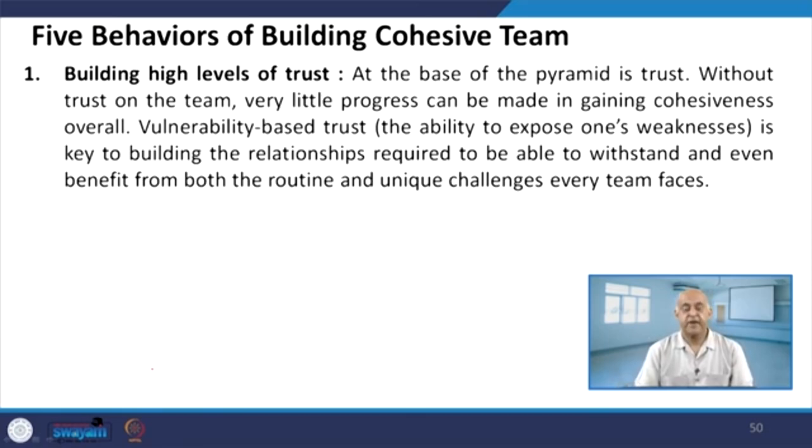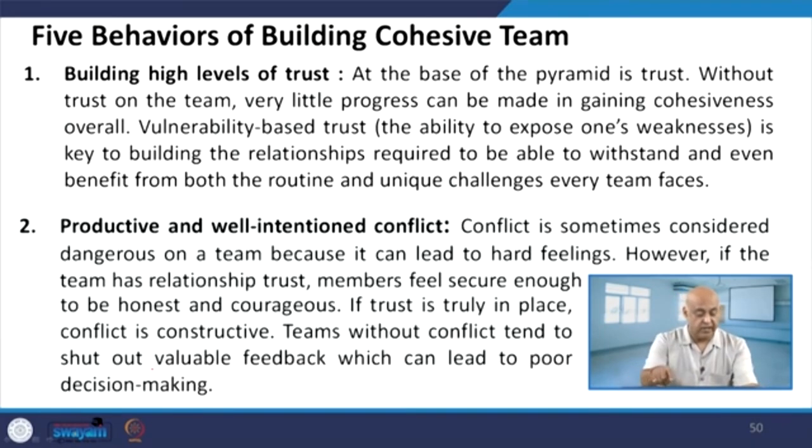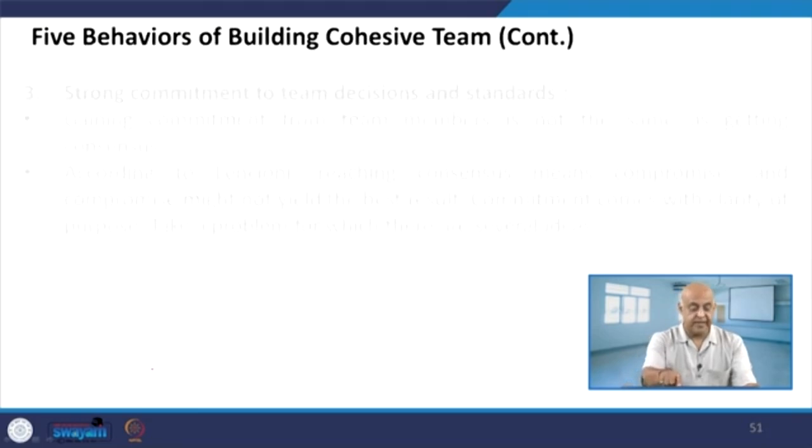So, therefore, these five behaviors of building a cohesive team begin with building high levels of trust. And then productive and well-intentioned conflict is considered dangerous on a team because it can lead to hard feelings. However, if the team has relationship trust, members feel secure enough to be honest and courageous. If the trust is truly in place, conflict is constructive. Teams without conflict tend to shut out valuable feedback, which can lead to poor decision making.